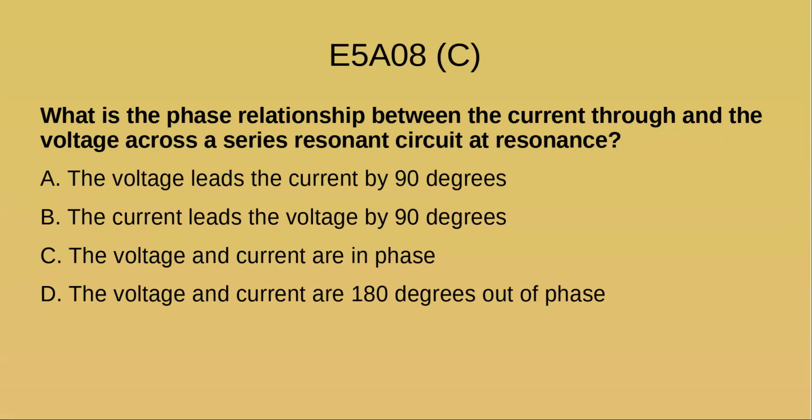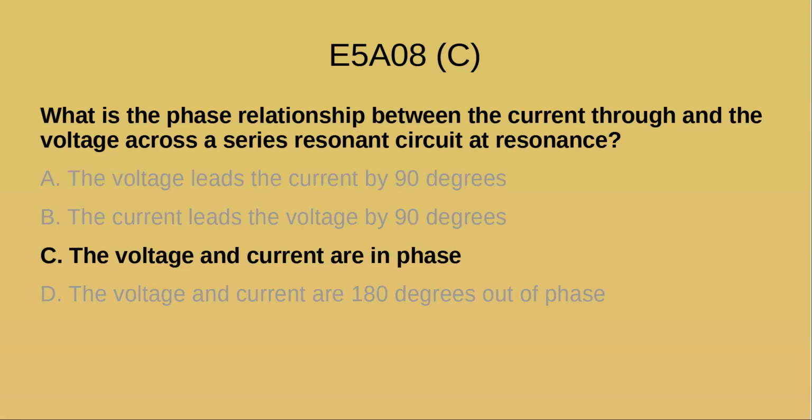What's the phase relationship between the current through and the voltage across a series resonant circuit at resonance? We want to know the phase relationship between the current and the voltage on the circuit. They're 180 out of phase, I was going to say B, 180. No. Remember the previous chart? What happened at the resonant point? In phase. And that's the only time they're in phase.